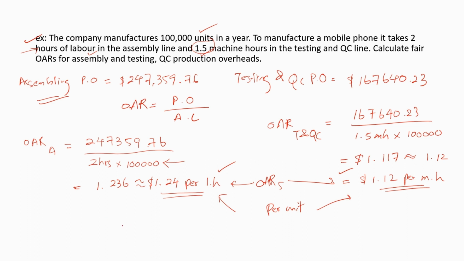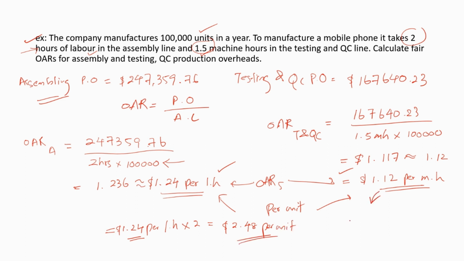It is really simple. This is how we convert the $1.24 per labor hour into a per unit value. This is the value for one labor hour. So how many labor hours will it take to manufacture a mobile phone? They are saying 2 labor hours will be taken. So we can simply multiply this value by 2. So 2.48 per unit. This is how we can calculate the per unit value.